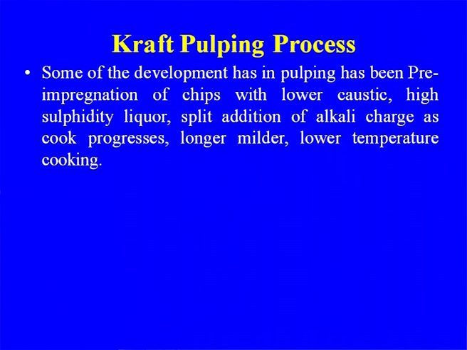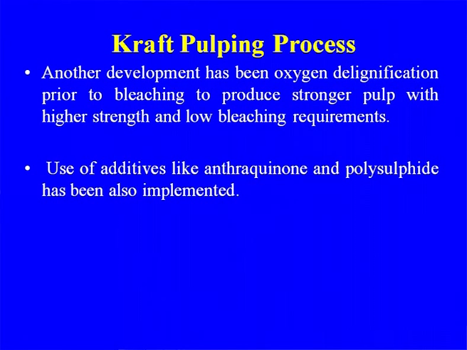Some of the developments taking place in kraft pulping are pre-impregnation of the chips with lower strength caustic or high sulfidity liquor, split addition of the alkali charge, and milder, lower temperature as the cook progresses. Another development is delignification using oxygen, which I have already discussed, and the use of additives like anthraquinone and polysulfide has also been implemented, and improvement in the pulping has been observed.